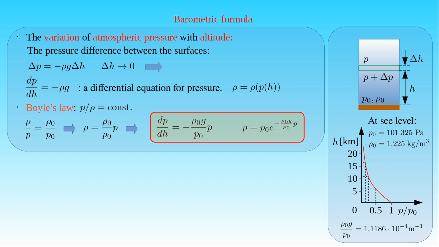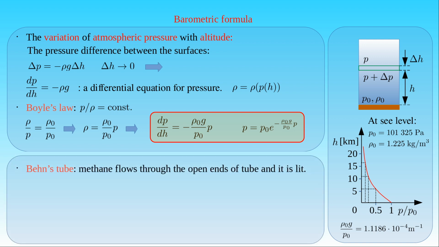We can demonstrate the variation of the pressure described by the barometric formula in a simple experiment with Ben's tube. This is a tube with two openings at its ends held in a horizontal position. If methane is pumped into the tube, then the gas escapes through the openings. We light the escaping methane after all air has been displaced from the tube, so that we could prevent the gas from burning inside the tube. We will see that the flames have the same size at both ends of the tube, indicating that the same amount of gas flows through both the openings.